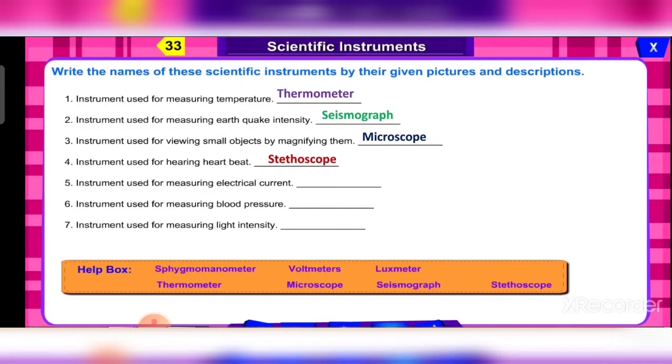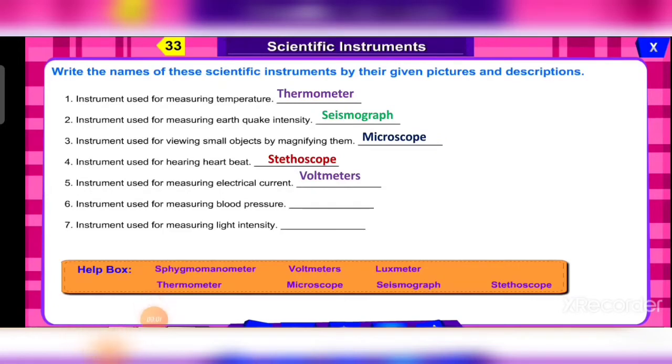Number 4, instrument used for hearing heartbeat. So it is a stethoscope. Kids, a stethoscope is a medical instrument used in listening to sounds produced within the body of an animal or human. And as we know, it is generally used by doctors. Number 5, instrument used for measuring electrical current. So it is a voltmeter, and it is also known as a voltage meter. It is an instrument used for measuring the difference between 2 points in an electrical or electronic circuit.